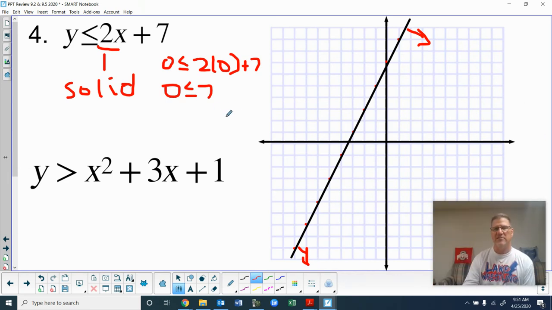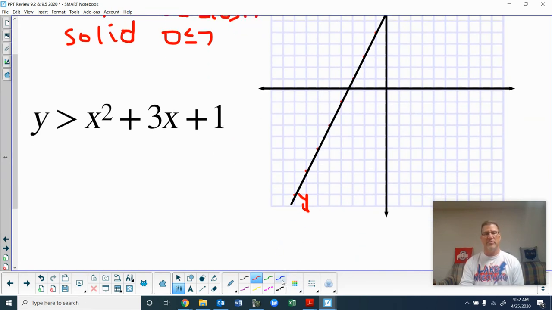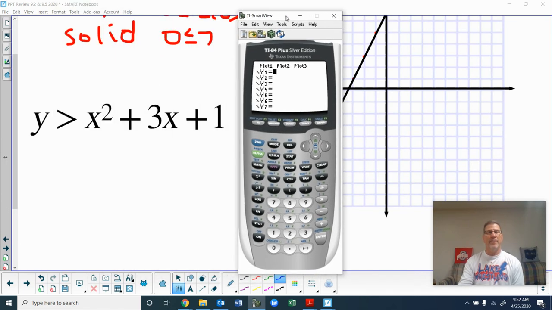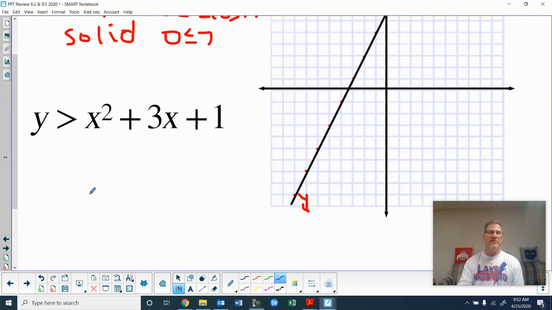But I'm not going to shade until I get my other one in. So I'll make this one in blue. And when I do the parabolas, I just go to my calculator and do it that way. So I go to my y equals, and I punch it in. So I got x squared plus 3x plus 1. Hit enter and graph. All right, so I'll just put it over here so you can see it.